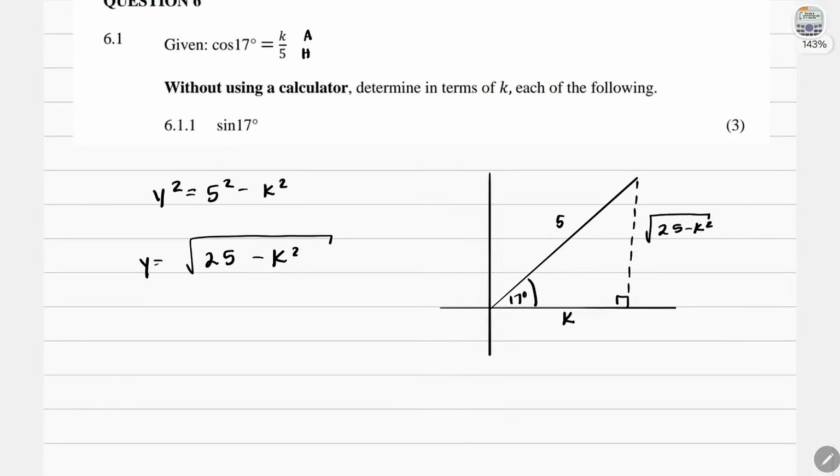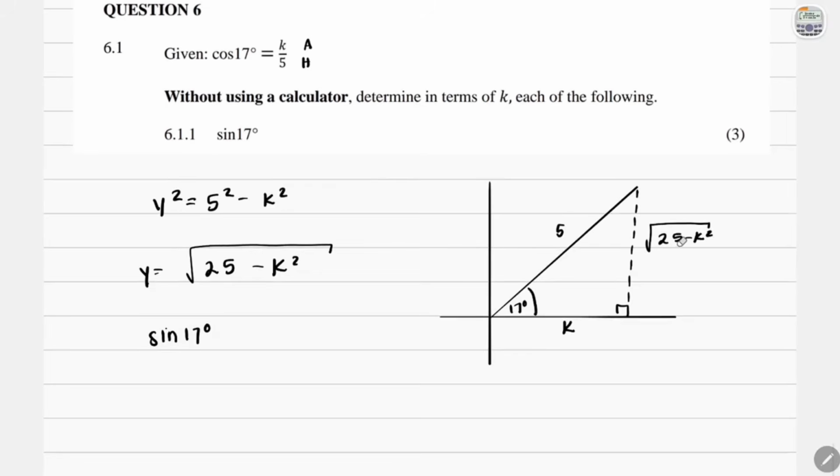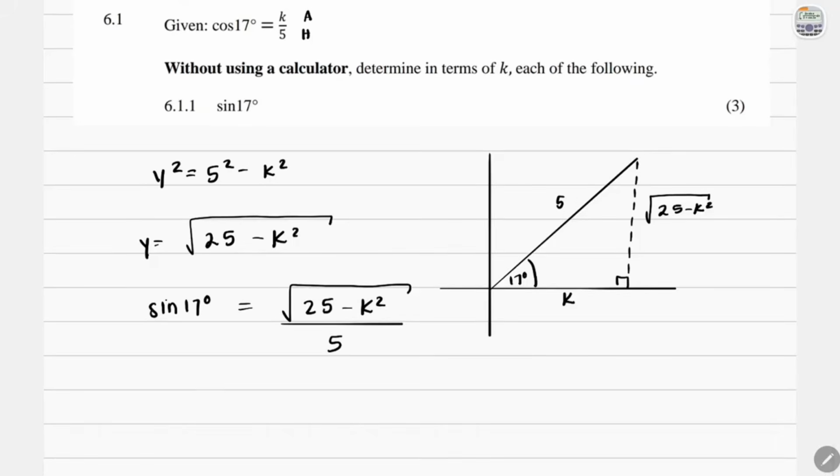So now what would sine 17 degrees be? Sine from SOHCAHTOA is opposite over hypotenuse. So it's the opposite side, which is the square root of 25 minus k squared, over the hypotenuse, which is 5. And that is our answer. Moving on to the next question.